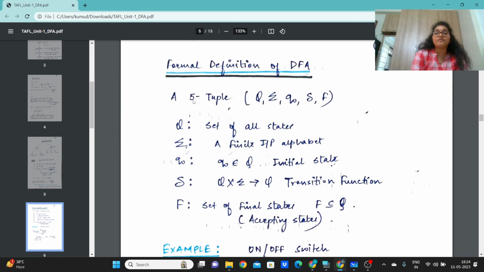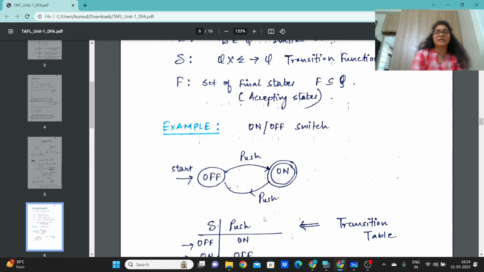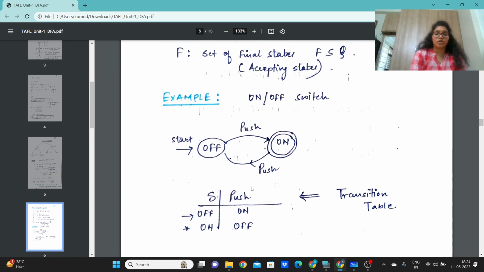And we have a 5-tuple DFA definition, which contains set of states which is denoted as Q, and a finite input alphabet. Then we have an initial state, then we have a transition function, then we have a set of final states, and after that we have covered this simple example about the states: initial state, final state, and the push button. Okay, so thank you so much. I will cover the next topic about the DFA questions in the next lecture. Thank you.